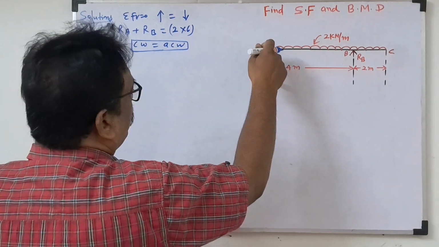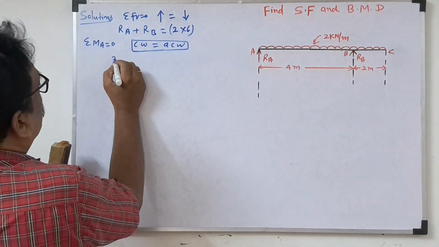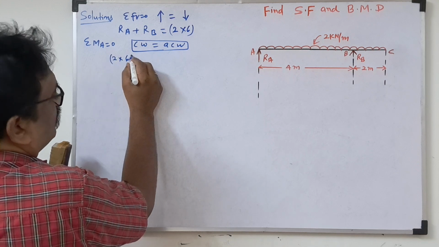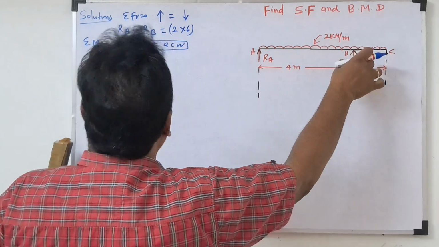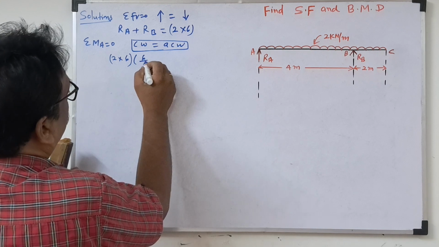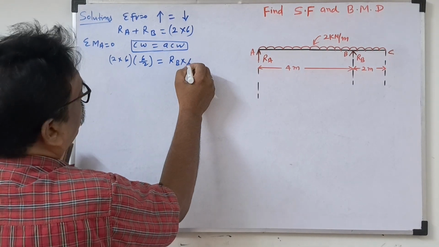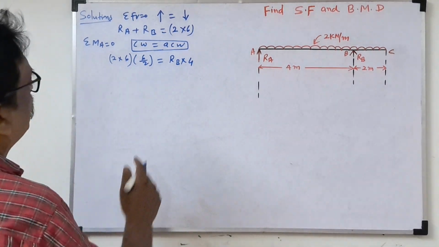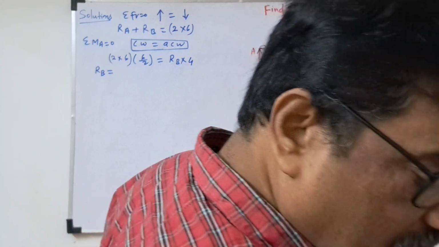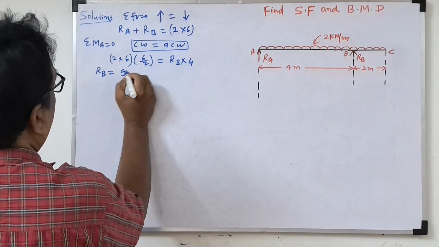So what is at point A? Directly the UDL is coming, the UDL load acting clockwise. So what is the UDL? 2 into 6. This is called the load. Now half distance, 6 by 2, equal to RB into 4. So RB will get here how much? If you calculate, RB will get 9 kilonewton.